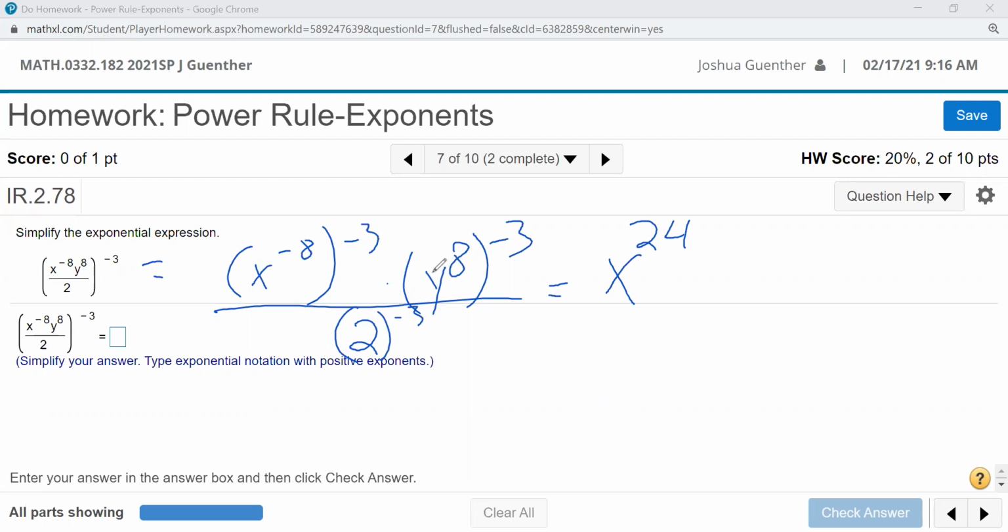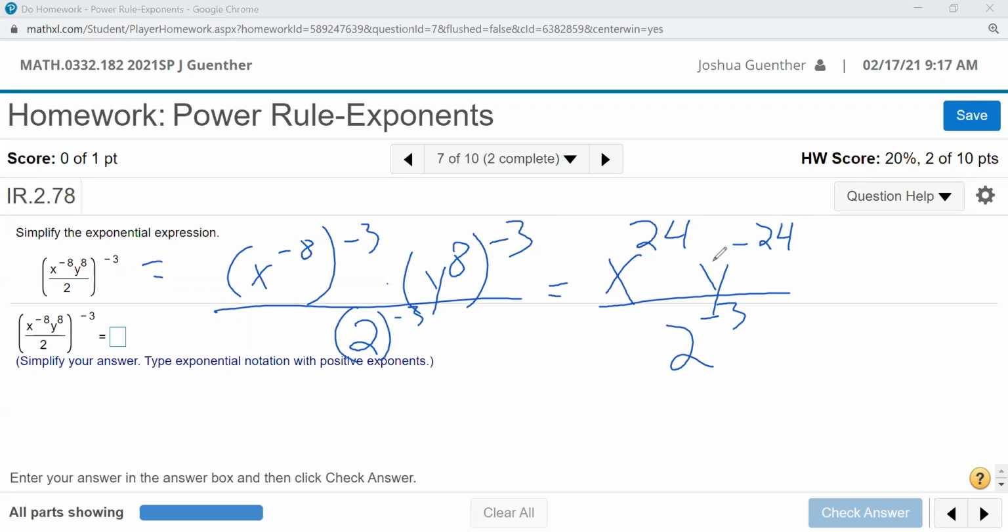Then we multiply these powers. Y to the 8 to the negative third. 8 times negative 3 is negative 24. And we'll see how we deal with that in just a moment. Finally, on bottom, we just have 2 to the negative third. Now, here's what's going to happen. This is already in fractional mode. That's fine. Anything that has a negative power is going to switch teams.